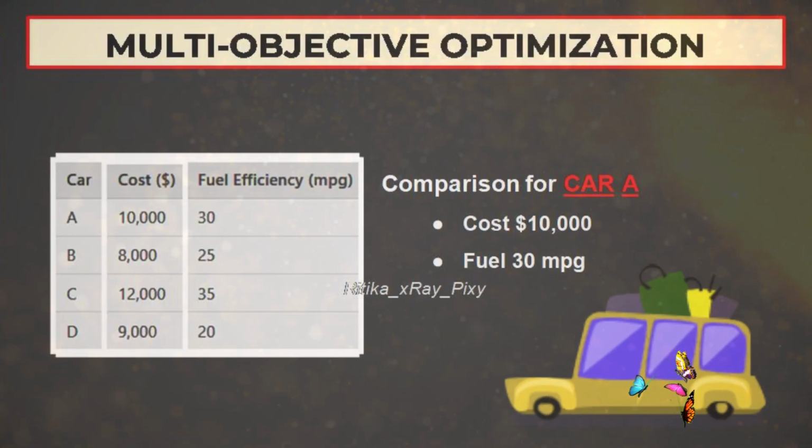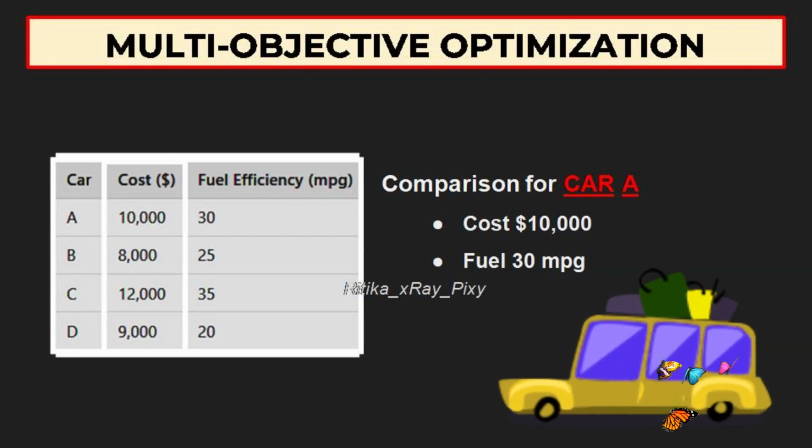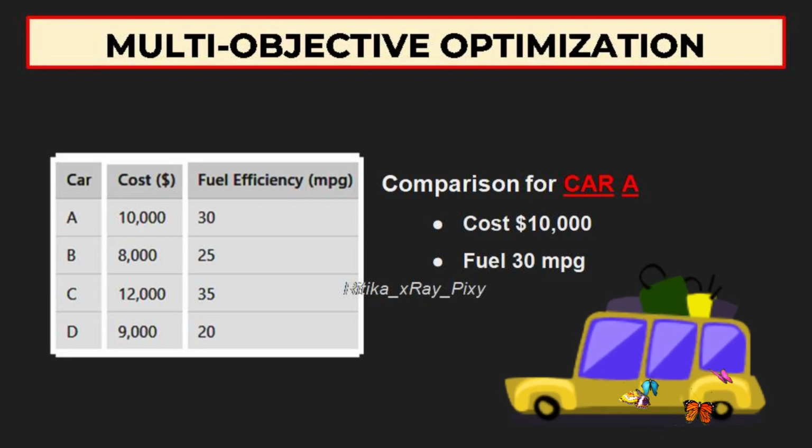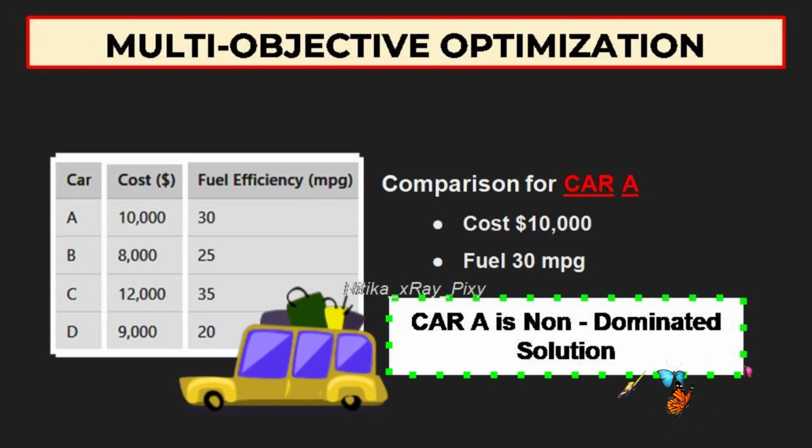So first we will compare car A. Here you can see the cost for this car is $10,000 and the fuel efficiency it provides is 30 mpg, that is 10.62 km per liter. Here you can see there is no car that is cheaper than $10,000 and offers more than 30 mpg. Here we have car C that offers more fuel efficiency, but this car's cost is greater than car A. So right now we have no car that is cheaper than car A. So car A is a non-dominated solution.